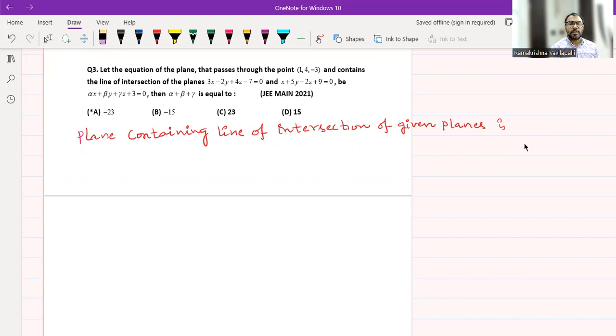Let the equation of the plane that passes through the point (1, 4, -3) be required. Assume this point is P. And it contains the line of intersection of the planes. Assume this is pi 1 and this plane is pi 2. This is the required plane, assume pi 3.